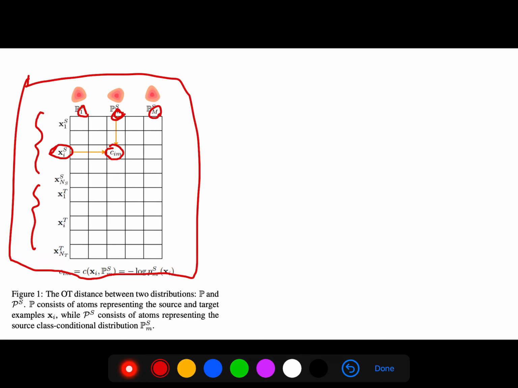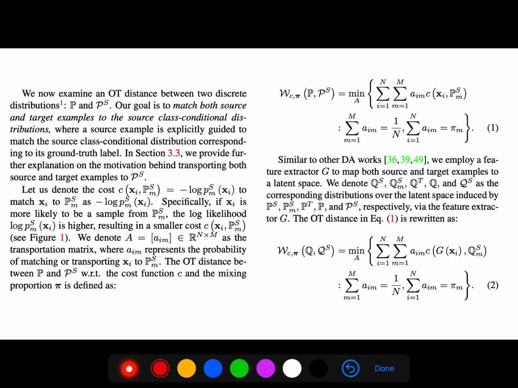But here, the optimal transport distance between the two distributions, you see that P consists of atoms representing the source and target examples. And now we examine an optimal transport distance between the two discrete distributions. Our goal is to match both source and target examples to the source class conditional distributions, where a source example is explicitly guided to match the source class conditional distribution corresponding to its ground truth label.